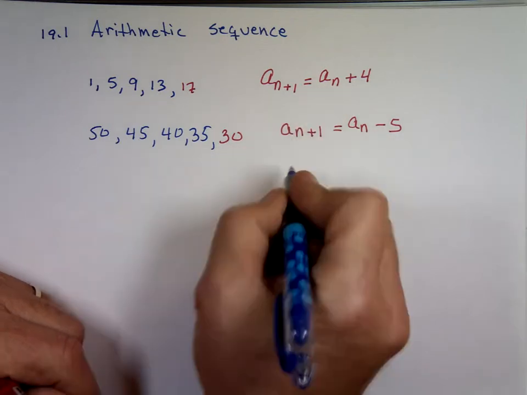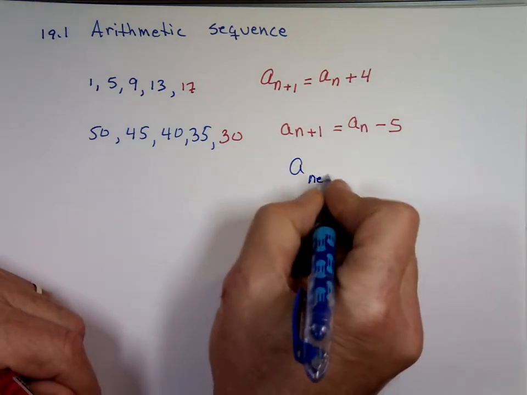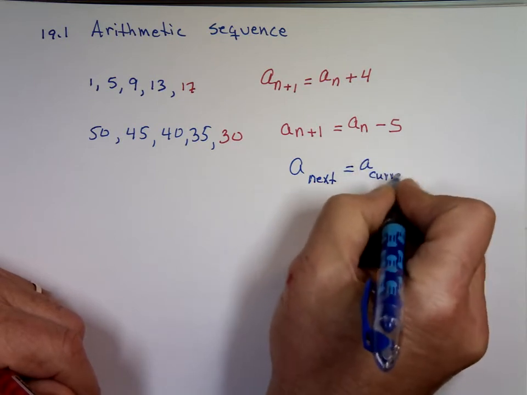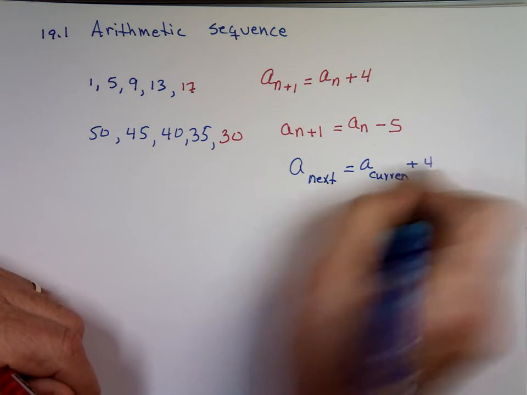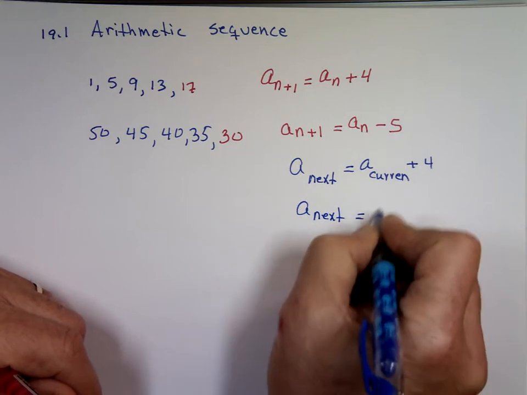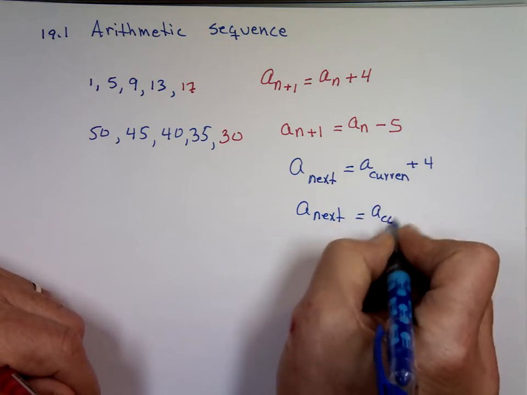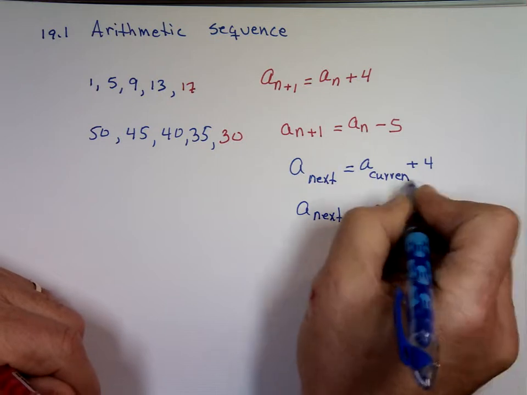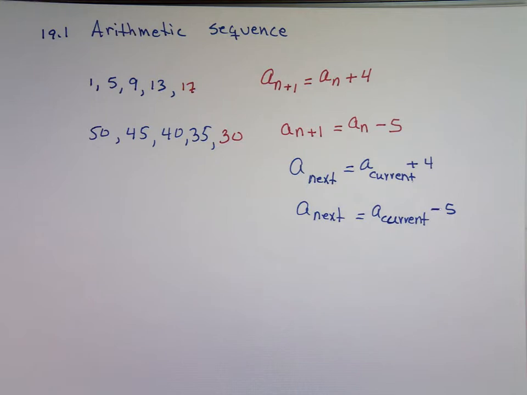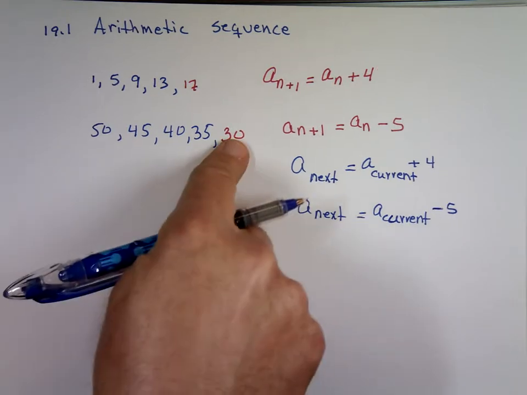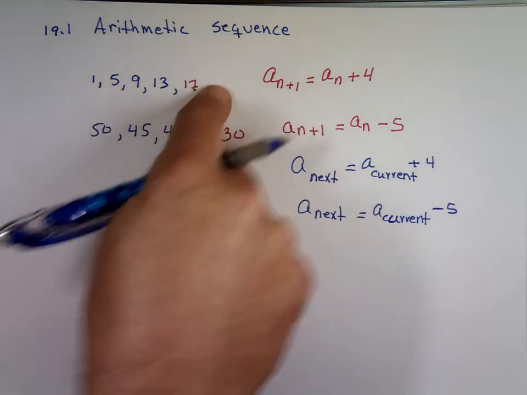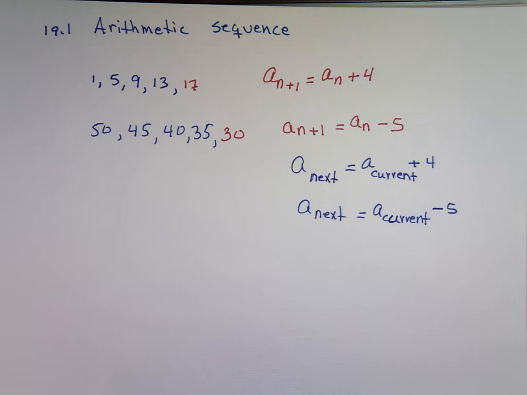The next one, a_next, is equal to a_current, whatever you have right now, plus 4. That's what it means, the current one. Correct. Whatever I have right now, if I subtract 5 from it, I'll get the next one. Whatever I have now, the last one, if I add to it, in this case 4, I'll get the next one. That's what that means.